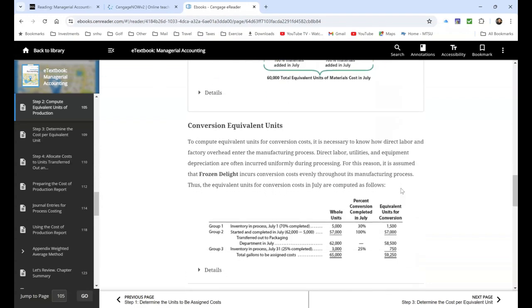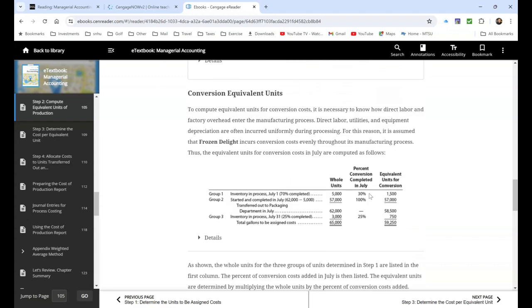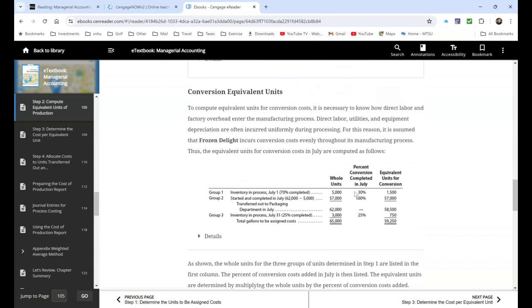And then we're going to determine the conversion for the direct labor and the factory overhead. So each unit is going to have the full cost of the materials. And you can see here, though, that for the cost of the conversion, we converted 70%. So the equivalent units is going to be, what did we have left to complete? Well, we had 30% of the job left. So 30% times 5,000 gives us the equivalent units of 1,500. We had 57,000 that we totally started and totally completed. So that's another 57,000 units.